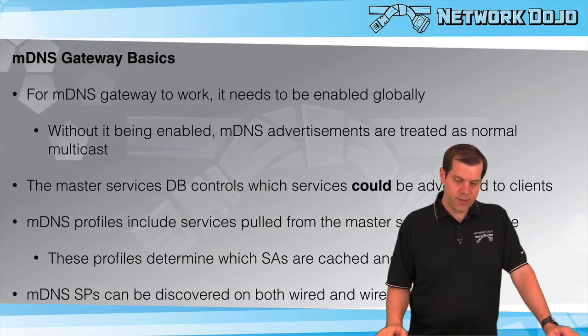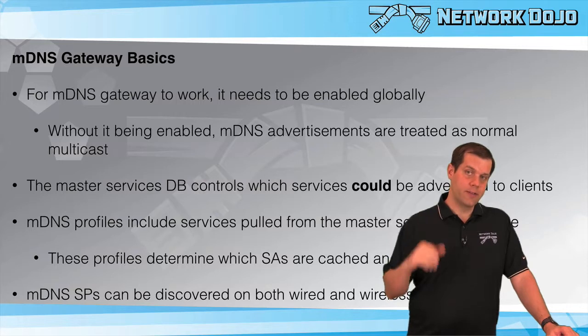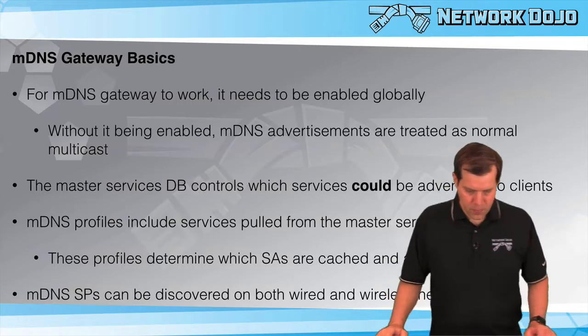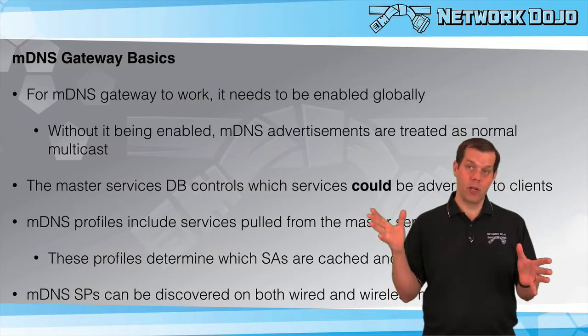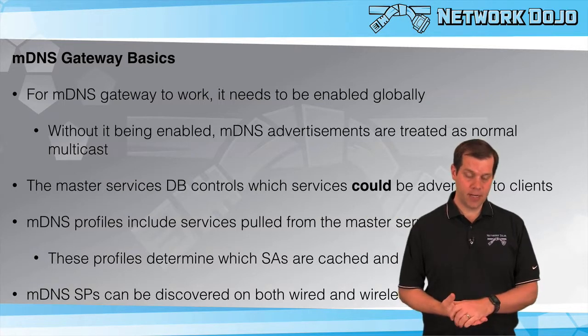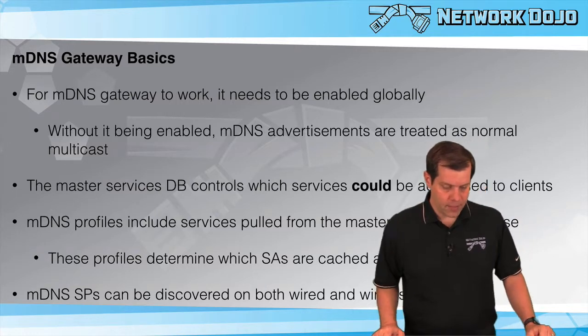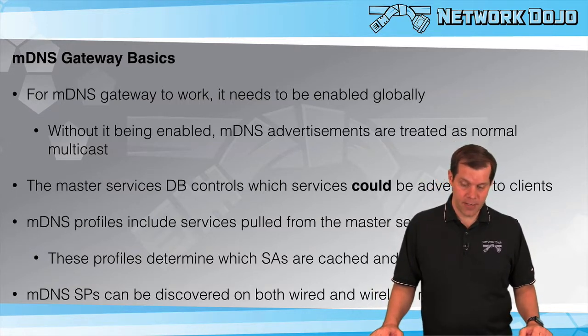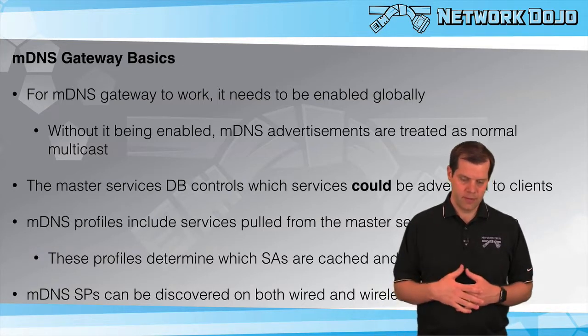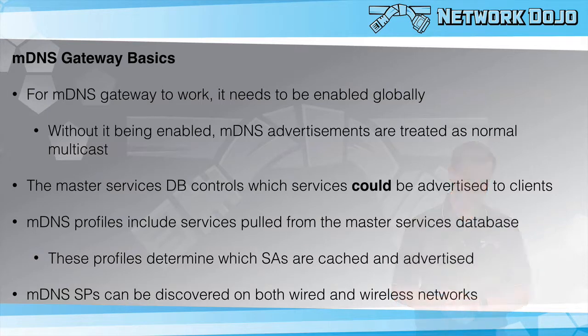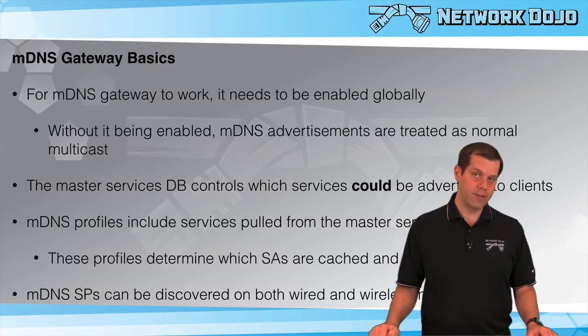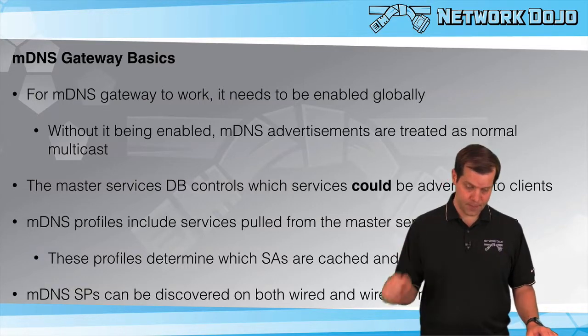And so the master services database is going to have a list of services that it wants to learn. And so we don't learn about every service that could ever possibly be advertised because that list is theoretically infinitely long. There's definitely more common services, but we can create any service that we want technically. So we have a list of services. If we receive a service advertisement for one of those services, we install that service provider into the master services database list. We could then potentially advertise that service provider out to some clients.